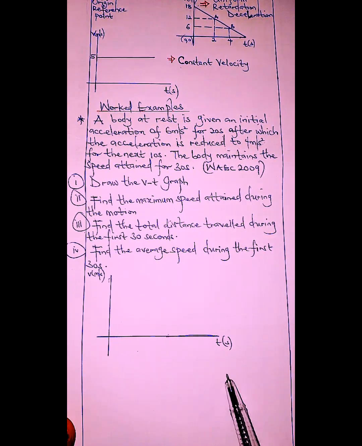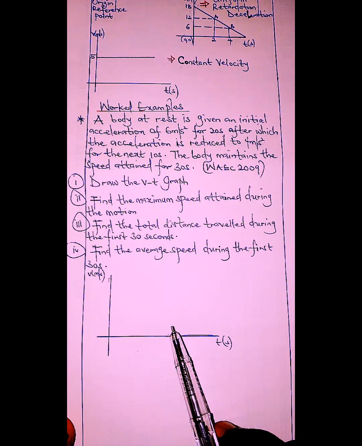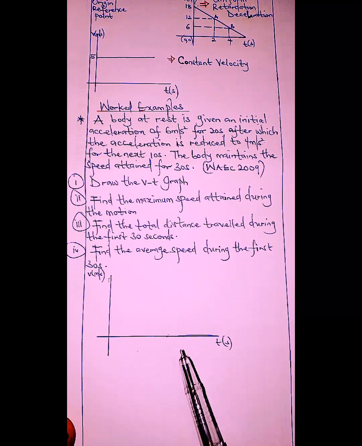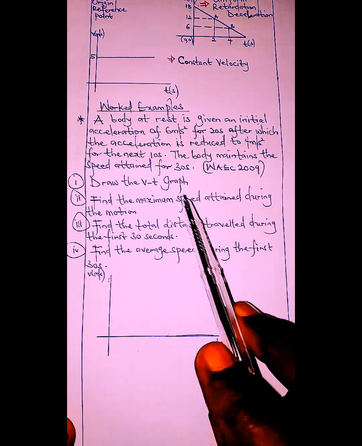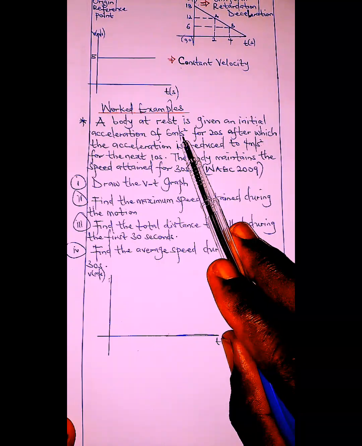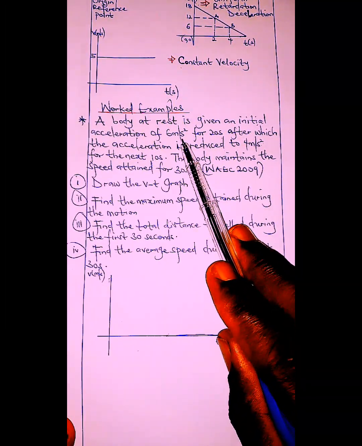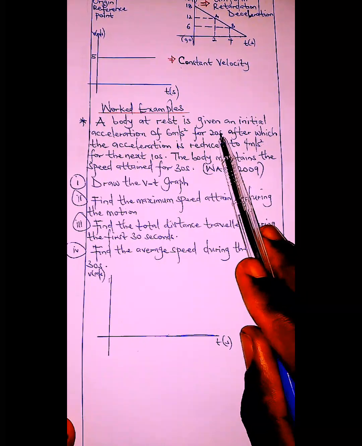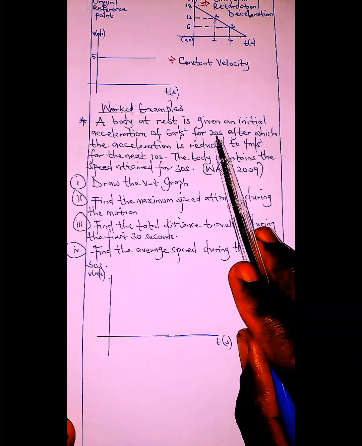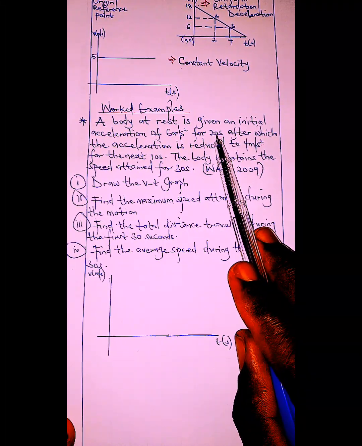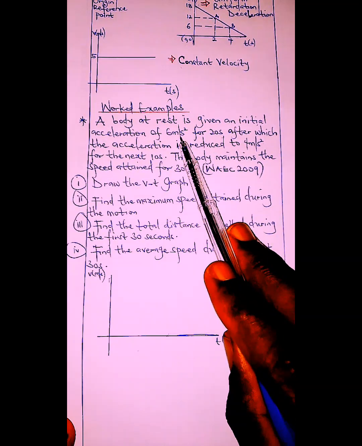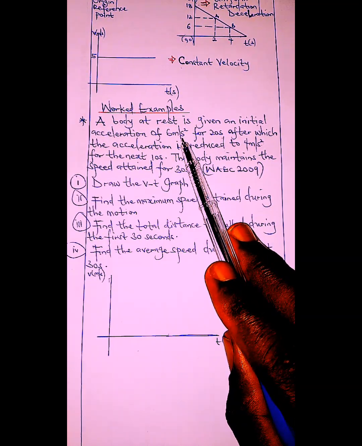Now the first thing we're going to do, according to the very first question, is to get the velocity time graph. If you look at the very first statement, a body at rest is given an initial acceleration of 6 meters per second squared for 20 seconds. Now don't forget, they didn't state the velocity attained. They only gave us the acceleration. Before we can have an acceleration, it means there is surely a change in velocity.